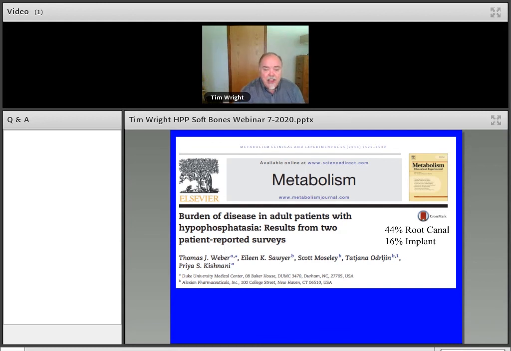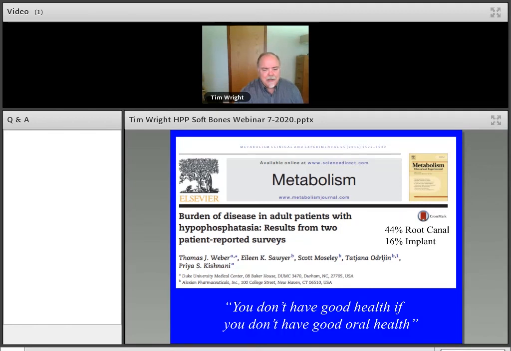Why that number is so high, it's probably a combination of things, but it could be cracked teeth, but that wasn't part of the survey, didn't get that granular, so I don't know the answer to that, but it does suggest dental issues. Both of these numbers are high, so dental issues are part and parcel for hypophosphatasia, and they need further study to help really say how can we manage this.